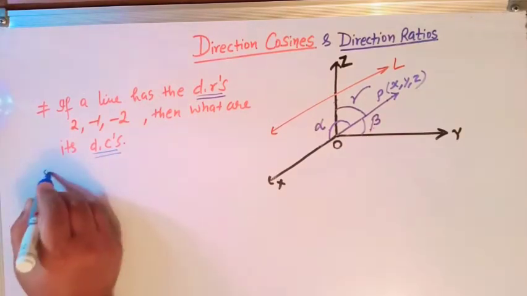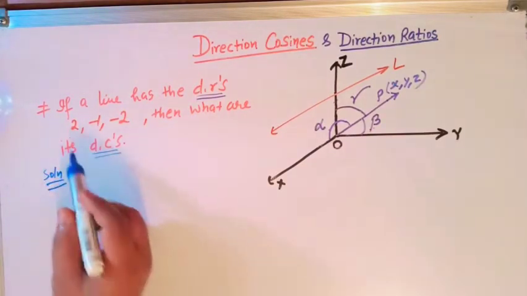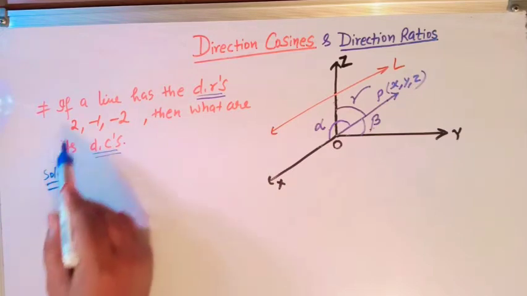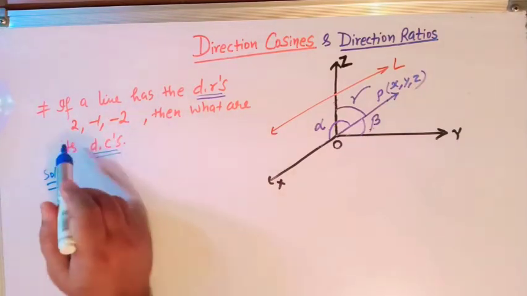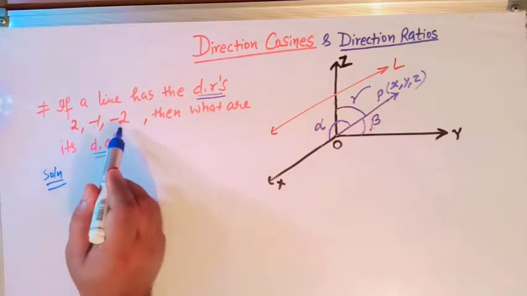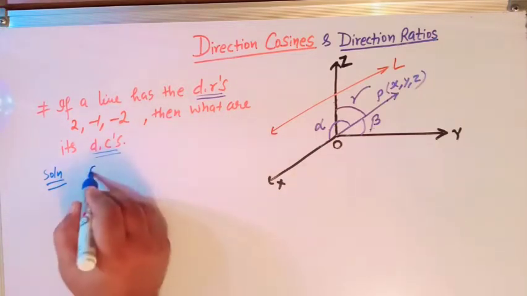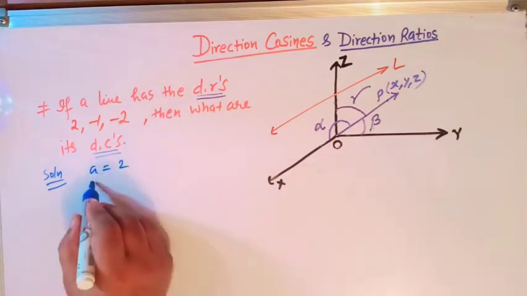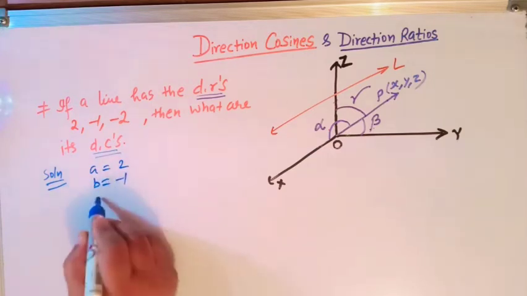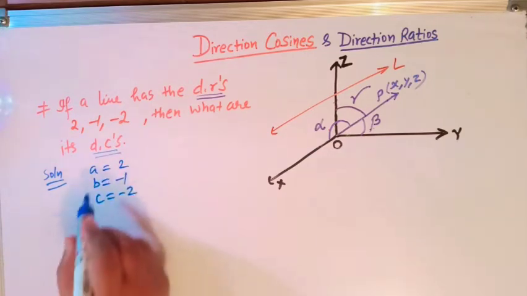Now viewers, let us take again the same type of problem. If a line has the direction ratios 2, minus 1 and minus 2, then what are its direction cosines? So here we are given a equal to 2, b equal to minus 1 and c equal to minus 2.